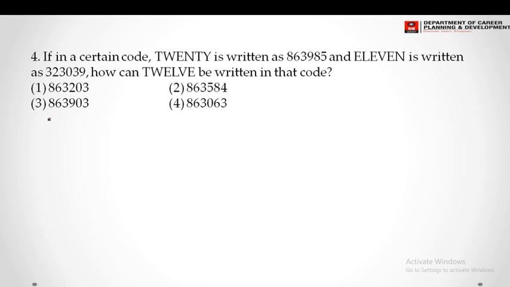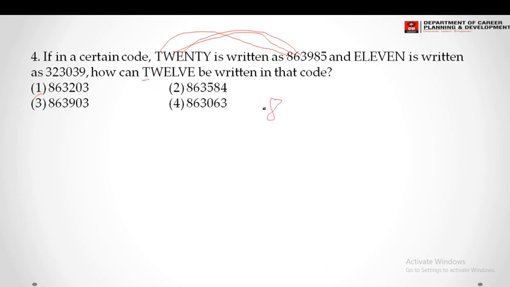Next is question number 4. In a certain code, 20 is written as 863985. Sorry, 11 is written as this code, and you have to find out how 12 is written. First, T is written as 8. W is written as 6, and so on. E is written as 3. So for 12, the first letter we need is T. T is written as 8.